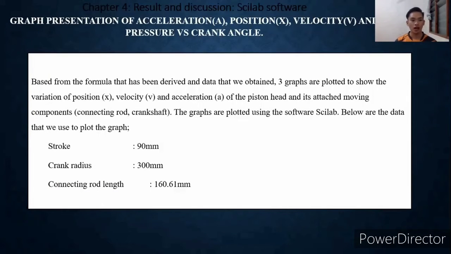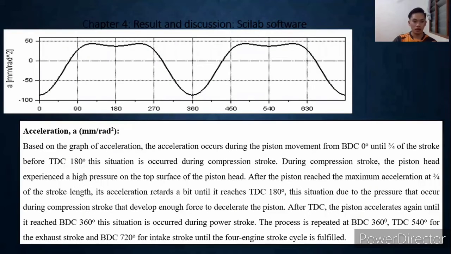So here I will continue the presentation for the graph of acceleration, position, and velocity versus the crank angle degree. And we have specified to use the stroke for the piston is 90 mm, the crank radius is 300 mm, and the connecting rod length is 160.61 mm. This is the graph for the acceleration versus crank angle degree.